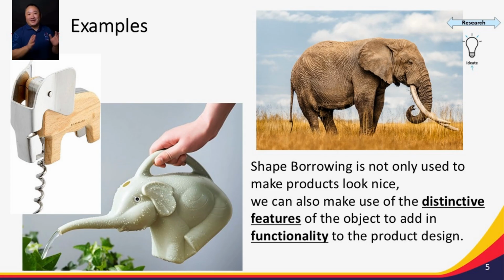For example, the long trunk of the elephant can be the sprout of a watering can, or the lever to prop up an elephant-shaped wine opener. Just keep in mind that in our case, we are designing for a desk clock. Can the distinctive feature of your shade-borrowed object become a functional feature of your desk clock?